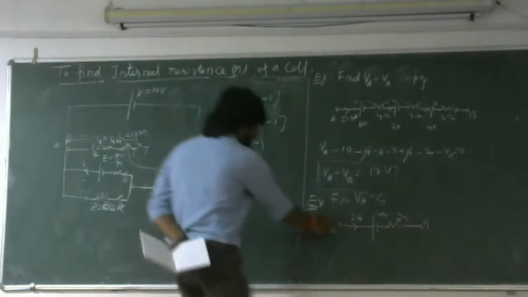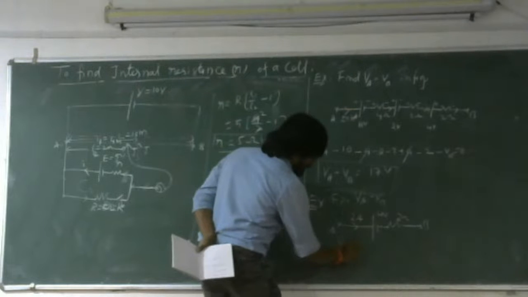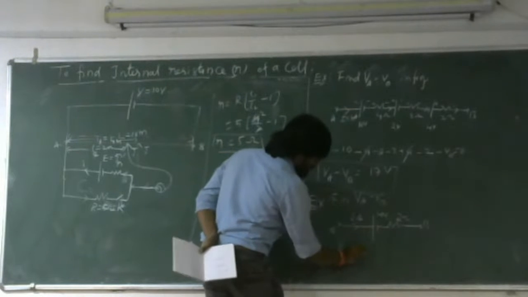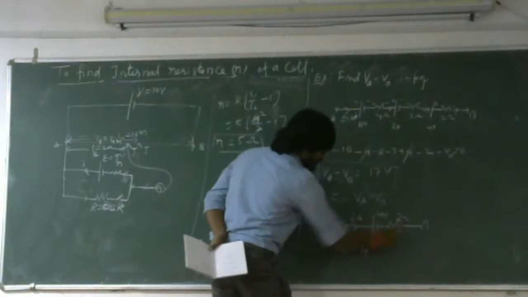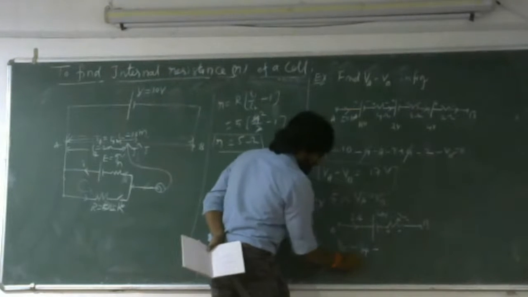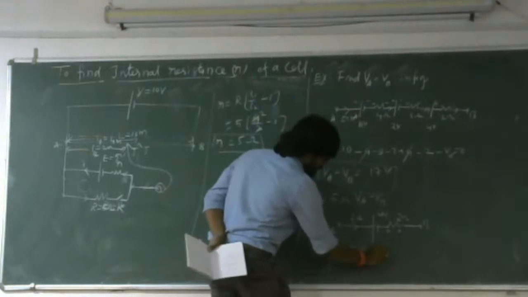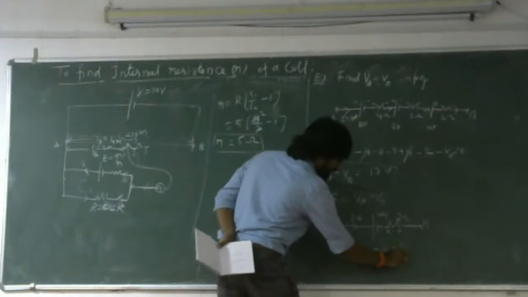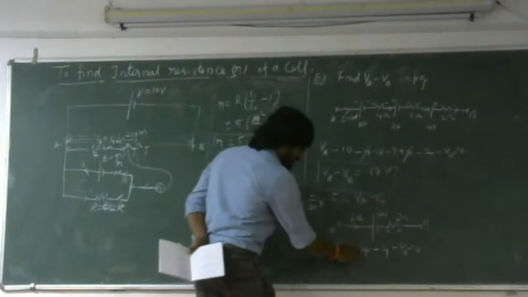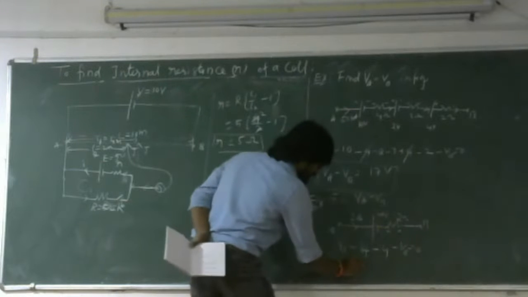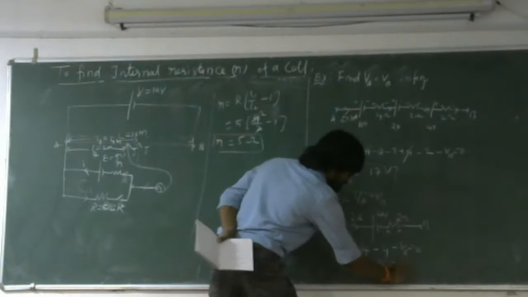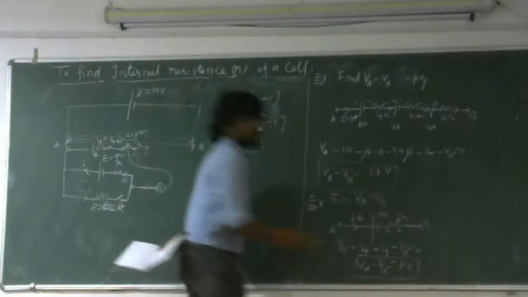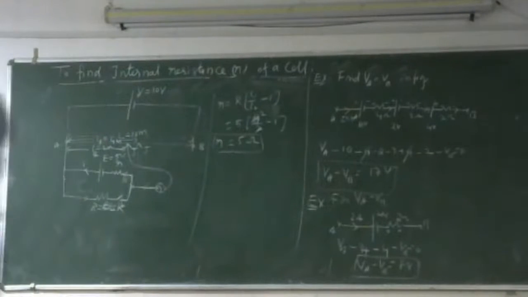So this is VA. This is plus minus, so minus 4. The current is flowing from minus to plus, so plus to minus, so minus. It is 2 into 2, 4. Minus 4 minus VB is equal to 0. So VA minus 8 minus VB equal to 0, or VA minus VB is 8 volts. That's it. Okay? Right.